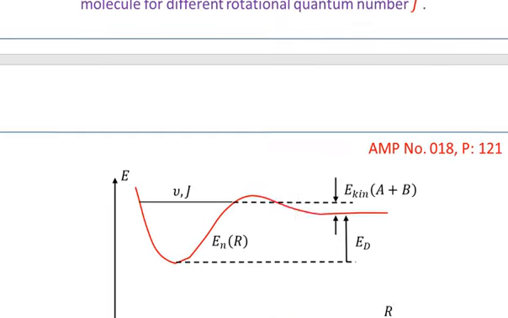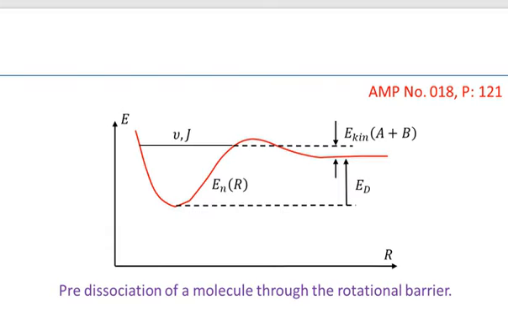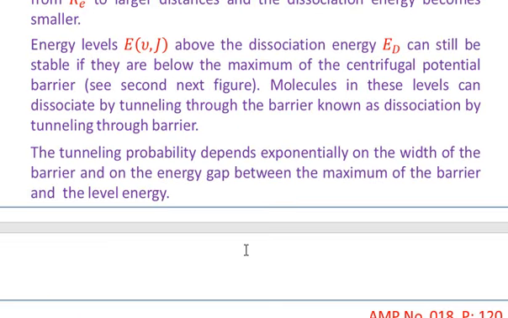So you see that the tunneling probability will depend upon the width of this barrier, which is the width from this point to this point. So it depends upon the width of the barrier as well as the height of the barrier. The tunneling probability depends exponentially on the width of the barrier and on the energy gap between the maximum of the barrier and the energy level, which is shown in the diagram.